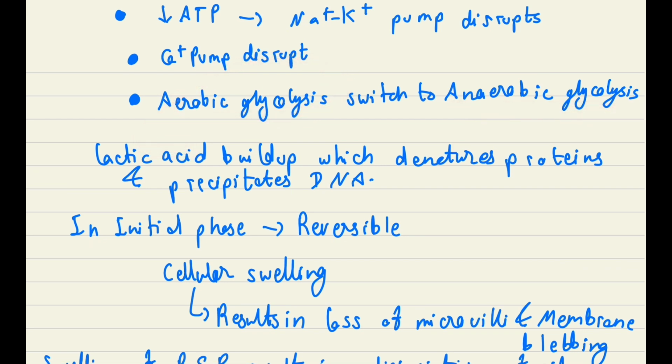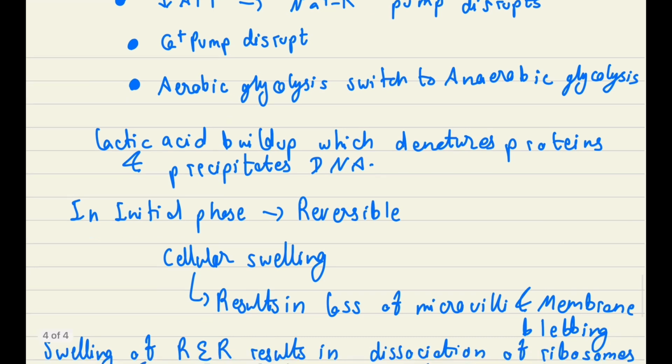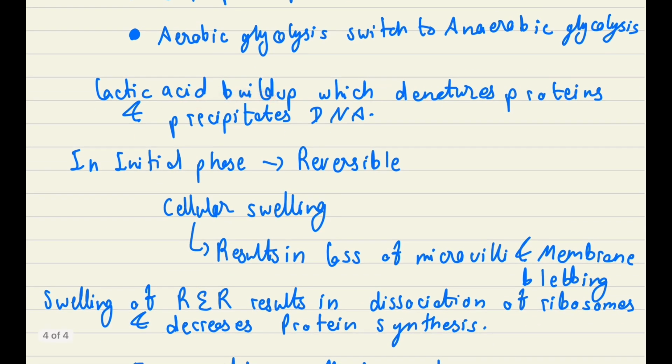With anaerobic glycolysis, there is lactic acid buildup, which results in low pH, which denatures the proteins and precipitates DNA. And due to it, cellular injury occurs. In the initial phase, it is reversible.